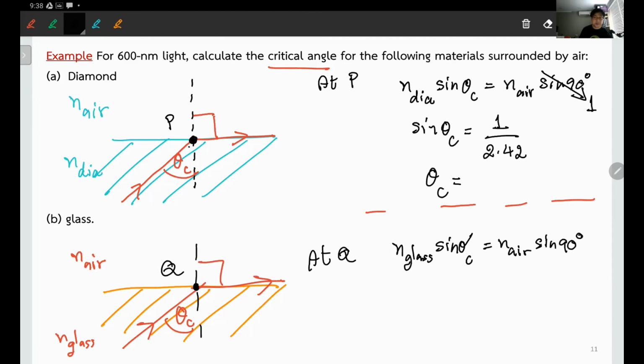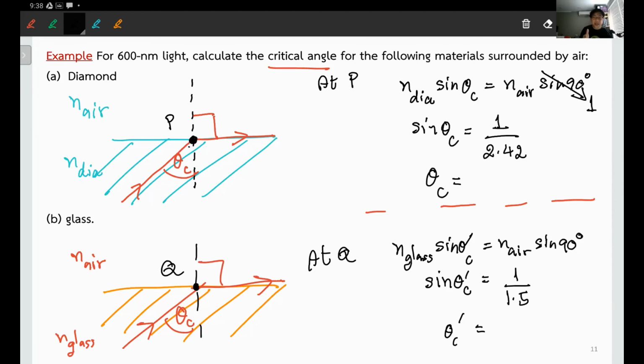Very nice. Okay, and of course everyone will be able to calculate this: n of glass is approximately 1.5. So theta_C prime will be equal to what? Now, what I want you to try is just to check that you know how to use your calculator.